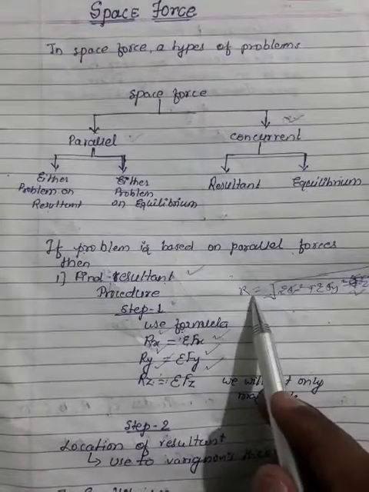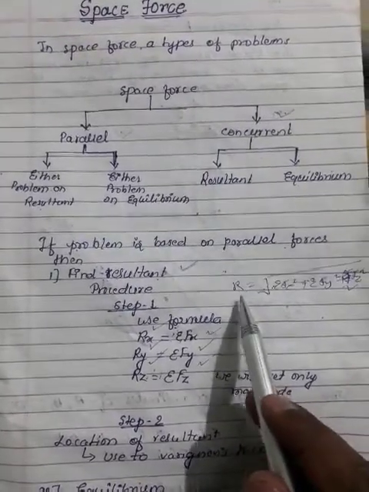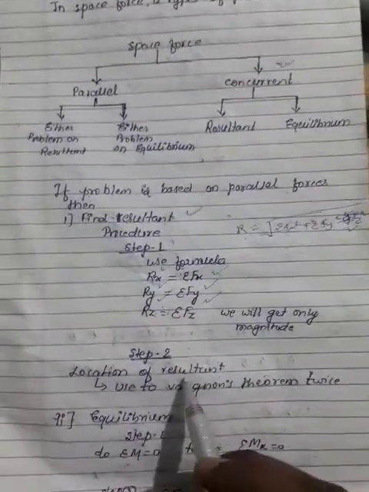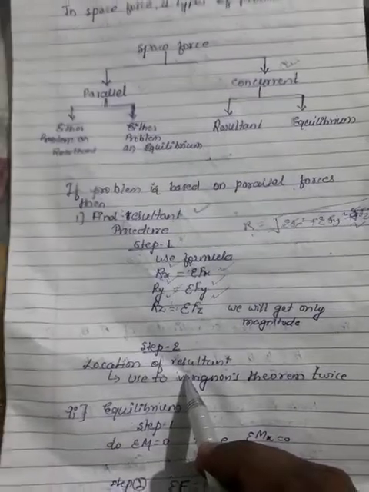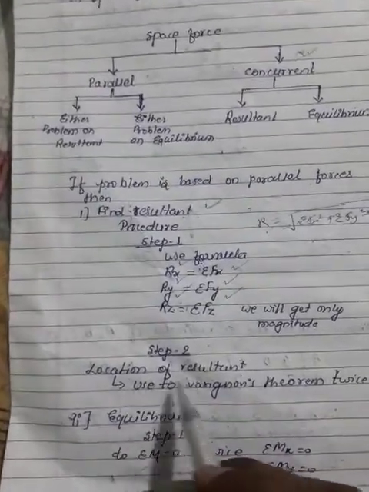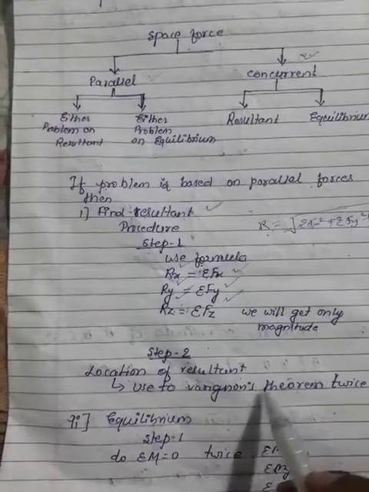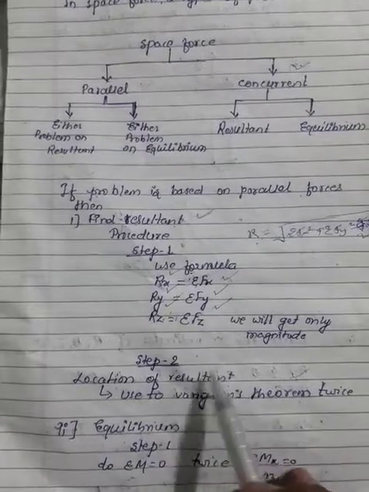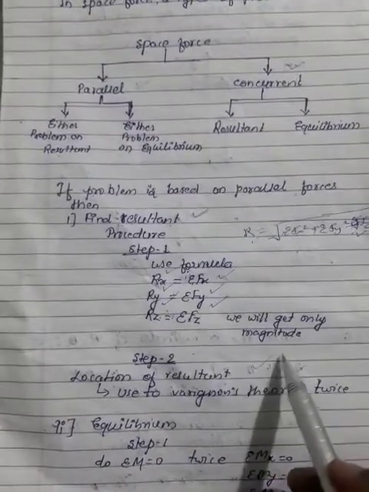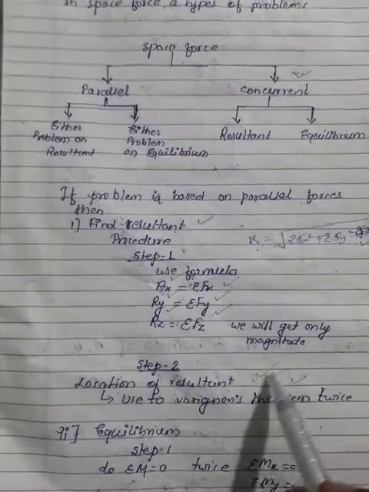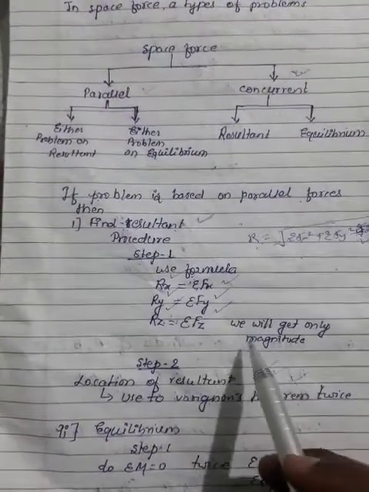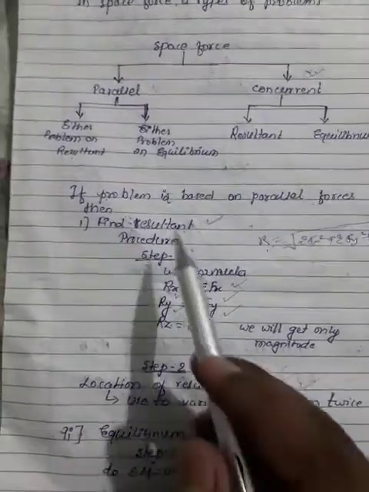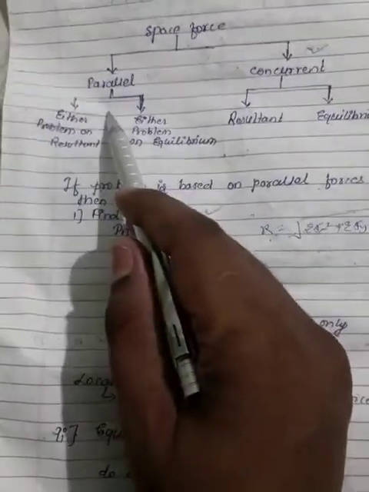In the second step, they will ask you to calculate the resultant and also locate the position of the resultant. To locate the position of the resultant, I am going to use Varignon's theorem. In this problem I am going to use Varignon's theorem twice. Why? Because the resultant is acting in a plane, maybe the xy plane, xz plane, or yz plane. Depending on the plane where the resultant is acting, I am going to apply Varignon's theorem twice. So these are the problems of resultant in parallel force system.